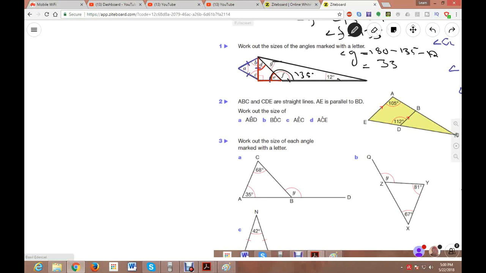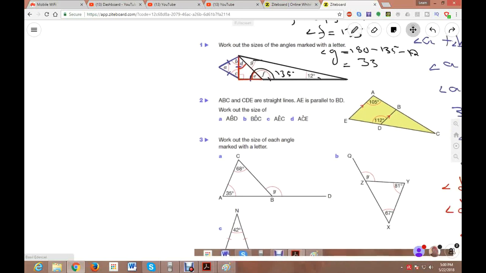Two sides are parallel and two sides are not, so there is a trapezium inside a triangle. ABC and CDE are straight lines. Yes, we know that these are the straight lines. AE is parallel to BD, and it is well represented by means of two red arrows showing their parallel nature. Work out the size of angle ABD.